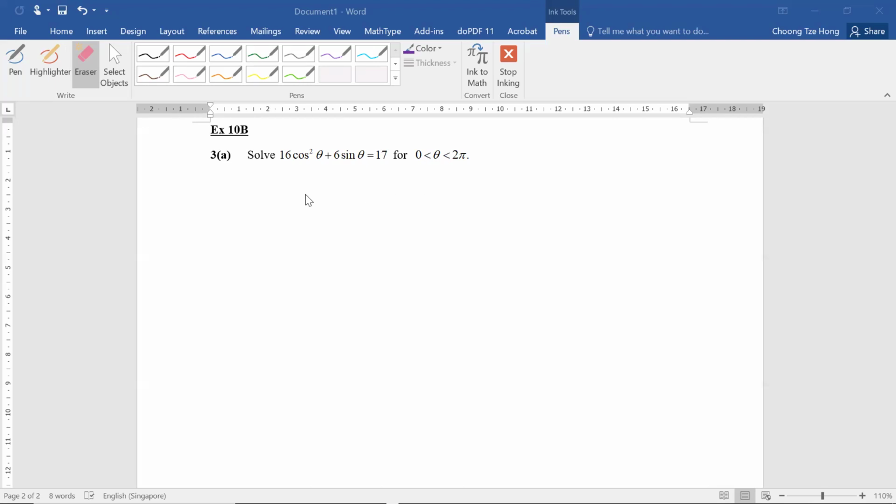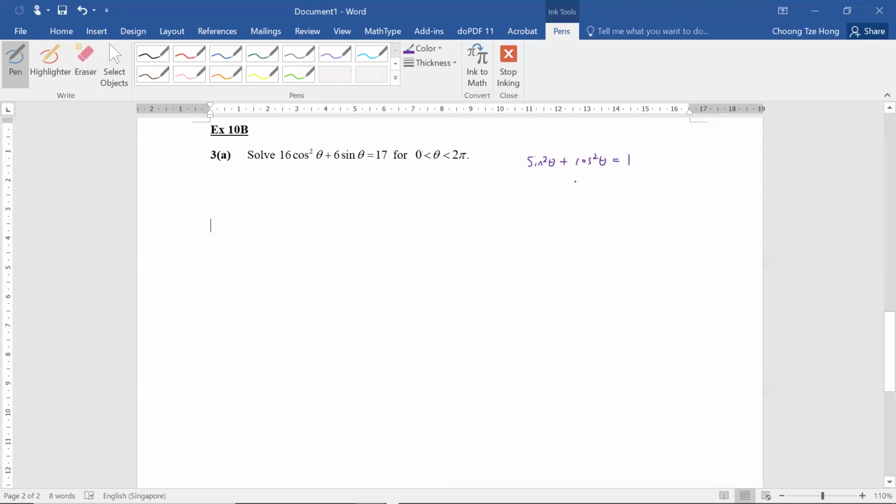Whenever you see a trigo equation where there's more than one type of trigo function in it, in this case cosine and sine, we should be thinking about identities to help us transform everything to just one type of trigo function. This one is very obvious because the most famous trigo identity is sine square theta plus cosine square theta equals 1.